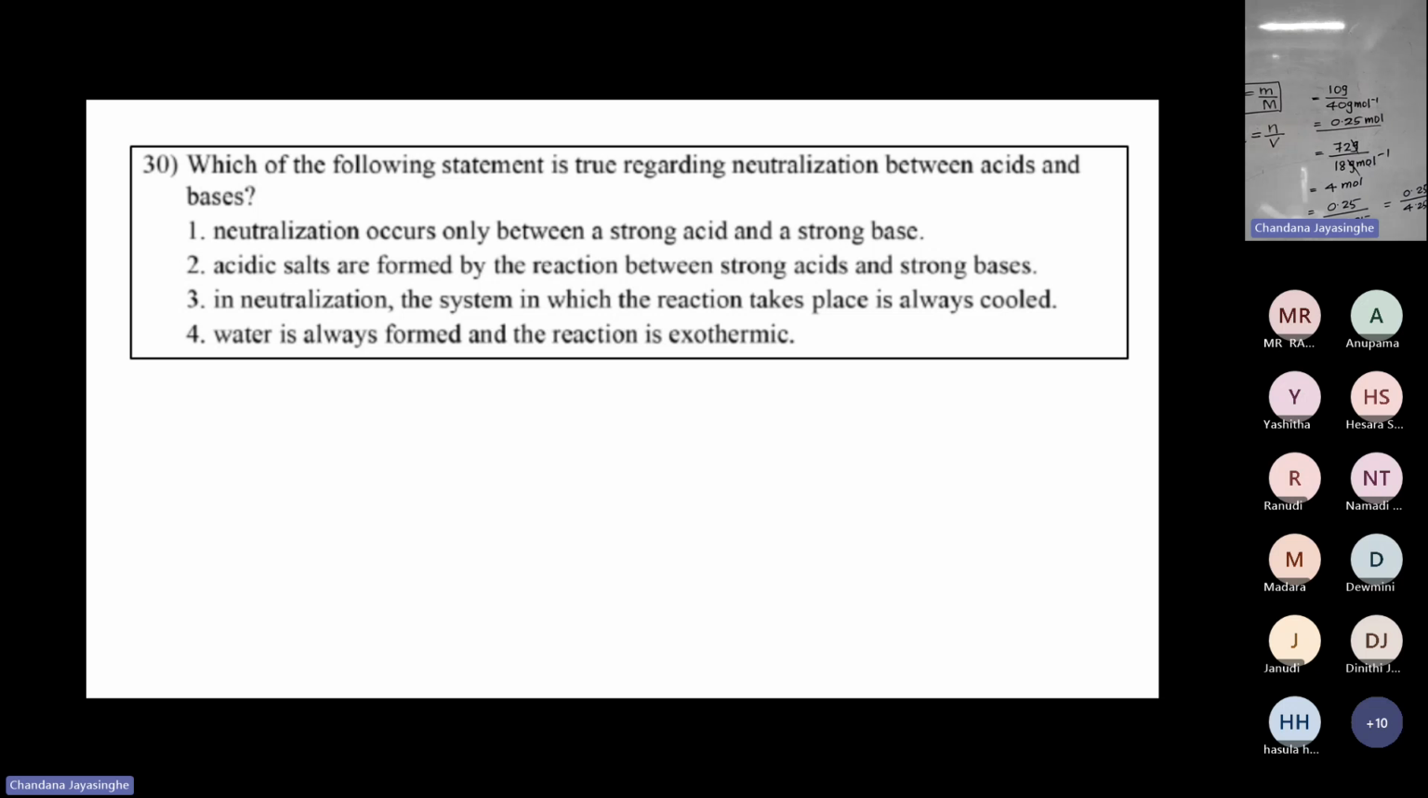30th. Which of the following statements is true regarding the neutralization between acids and bases? Now you know the acid-base neutralization reaction. When we take hydrochloric acid and add sodium hydroxide, finally we form sodium chloride plus water. Water is a neutral substance, and the salt is also a neutral substance. When we mix this acid and base in a test tube and touch the test tube, we feel heat. That means heat is released. That means which kind of reaction? Exothermic reaction. So the 30th one, answer 4th.